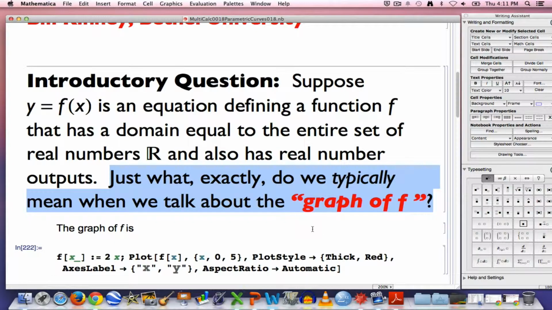Could you describe what we mean to somebody that you meet off the street or somebody in your math class? Think about it for a bit. Pause the video. How am I going to describe the graph of f?